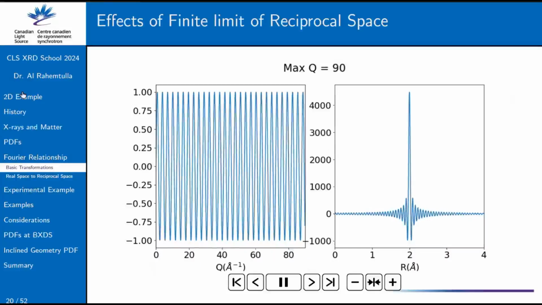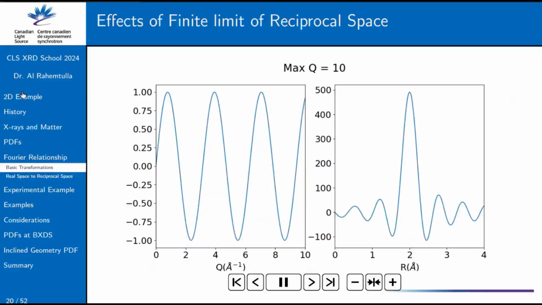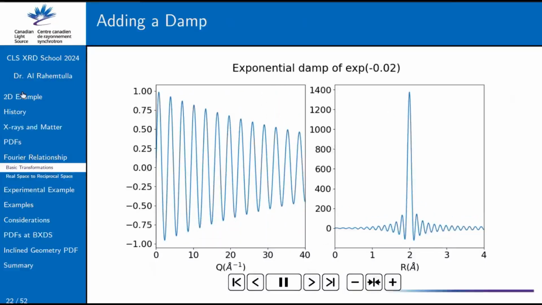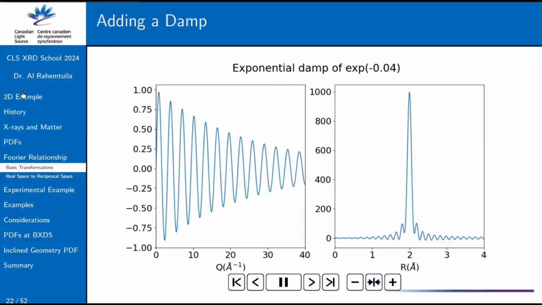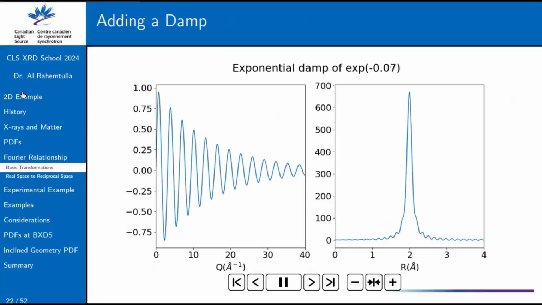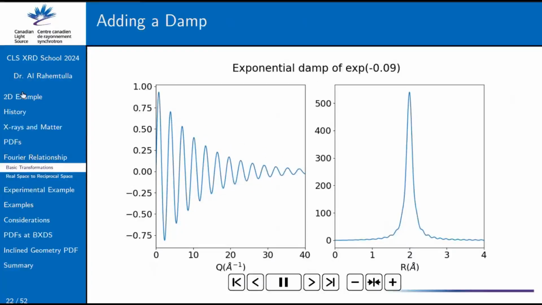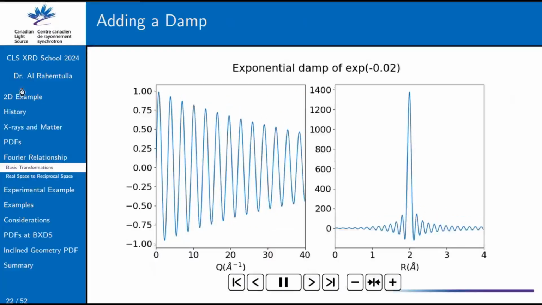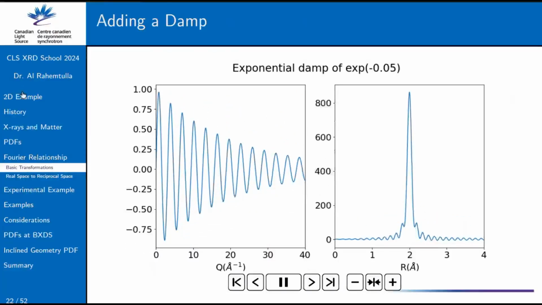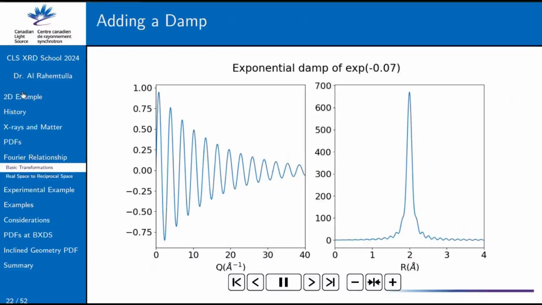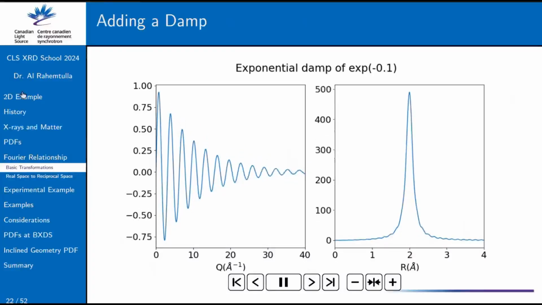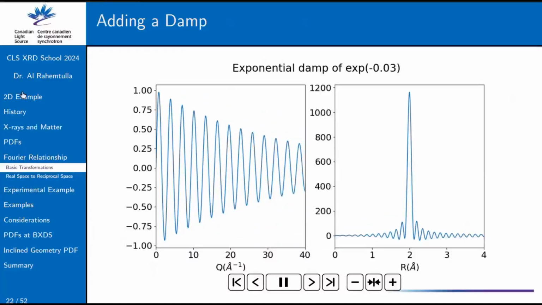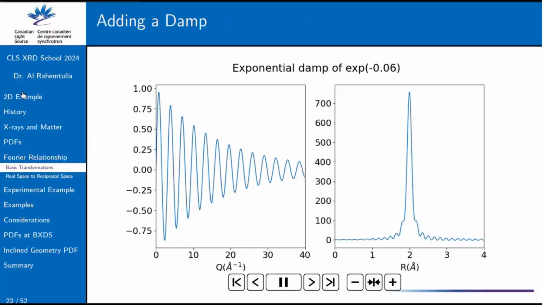What people do is they'll add a damp factor. GSS has this capability as well, where they introduce an artificial damp that'll bring the signal at your max Q to 0. But what that does is, rather than having your termination ripples, it introduces a broadening. So people do it, but you're just replacing one artifact with another. So personally, I'm not a big fan of damping.